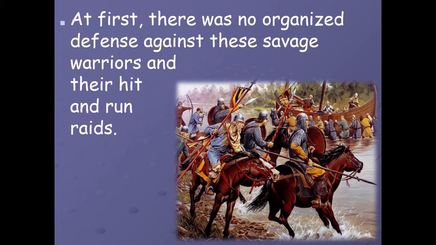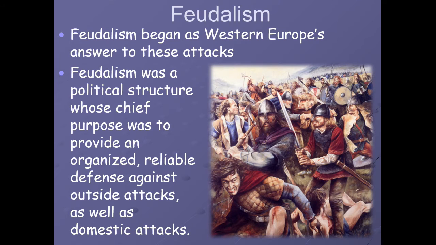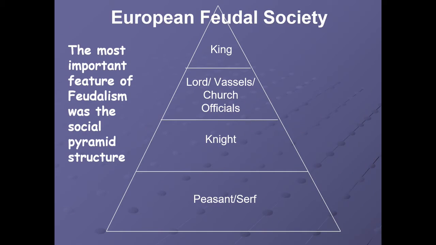At first, there was no organized defense against these savage warriors and their hit-and-run tactics. Feudalism began as Western Europe's answer to these attacks. Feudalism was a political structure whose chief purpose was to provide an organized, reliable defense against outside attacks as well as domestic attacks between domestic lords.